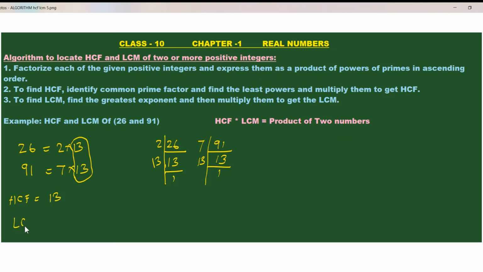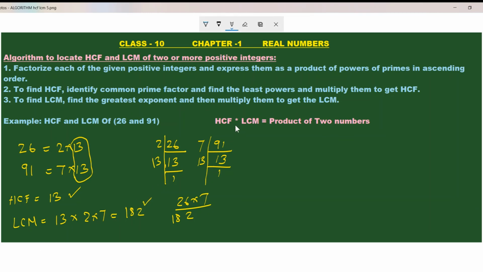And for the LCM, we will take the common numbers and then the uncommon factors also, 2 into 7. So if you find the multiple of this, 13 2s are 26, 26 7s are 182. Okay, so this is the LCM, HCF and LCM.